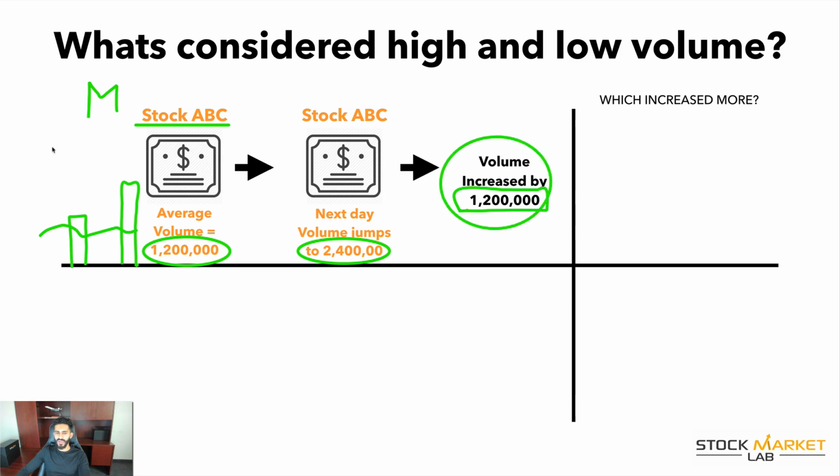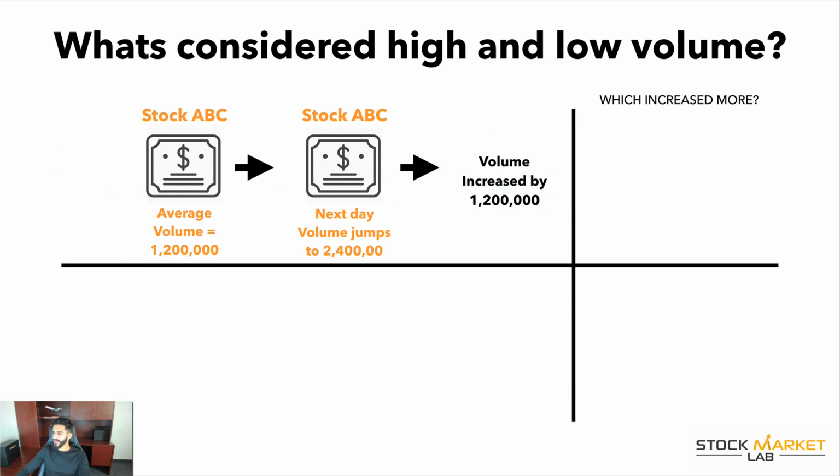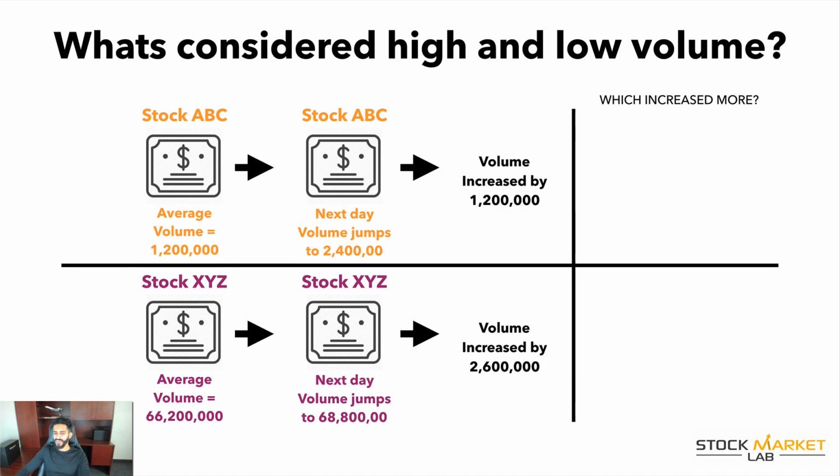That's situation one, right? Now, the second situation is stock XYZ. For stock XYZ, the average volume is 66 million. The next day, the volume jumps to 68 million. So the volume increased by 2.6 million.